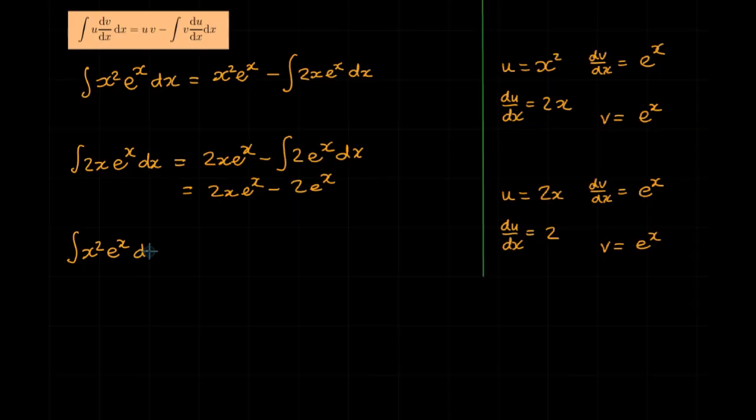So then if we want to fill the whole thing in, x squared e to the x dx is going to be, well, the first bit is x squared e to the x minus all of this, so it's minus 2x e to the x plus 2e to the x.